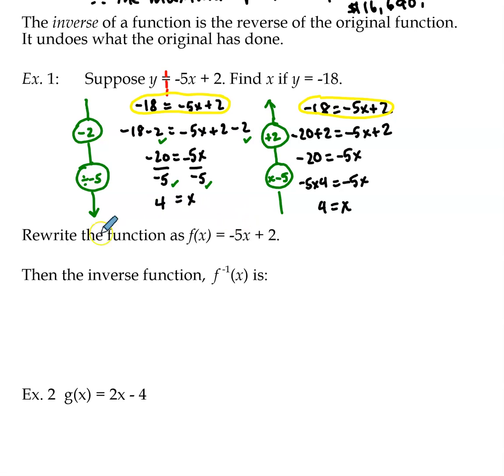So if I were to ask you to rewrite the function f(x) equals negative 5x plus 2 as an inverse function, I would consider my operation steps.